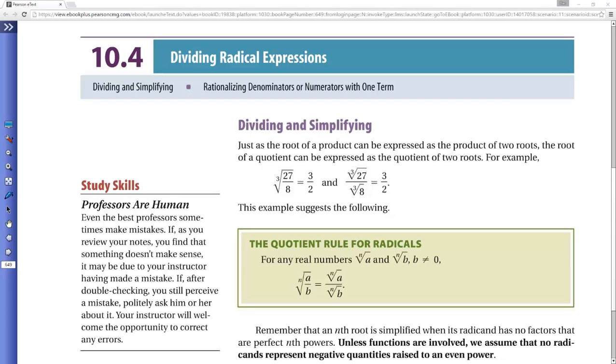Chapter 10, Section 4, Dividing Radical Expressions. This lesson will talk about dividing and simplifying and also rationalizing denominators or numerators with one term.